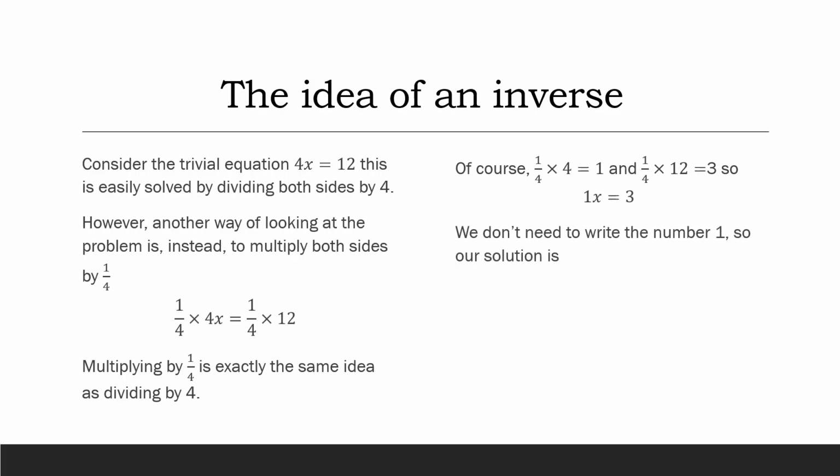Okay, 1x equals 3, because 1 quarter times 4 is 1, and we don't bother writing down the 1. So the solution is 3. And then, as I said, I'm laboring this. We can check it by saying 4 times 3 is indeed equal to 12. Okay, so let's just take this on a little bit for a more general version of the same equation, ax equals b.